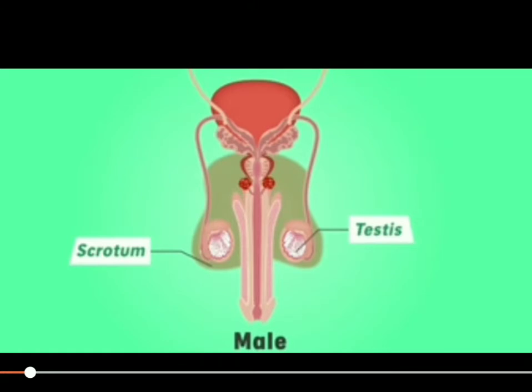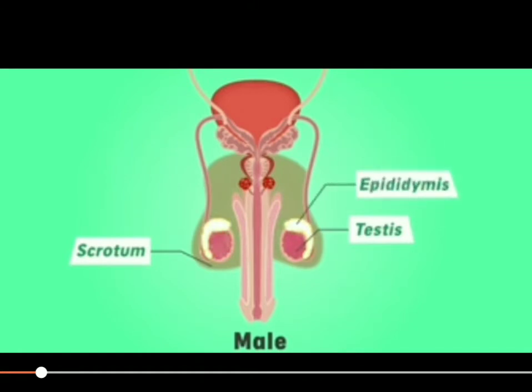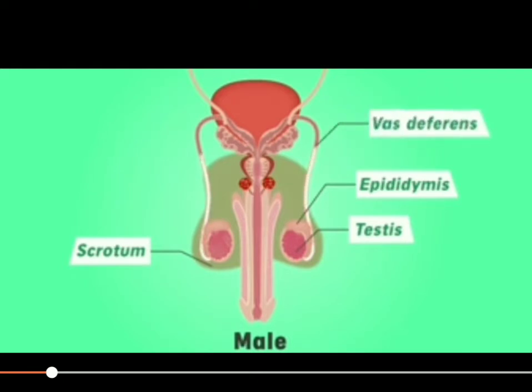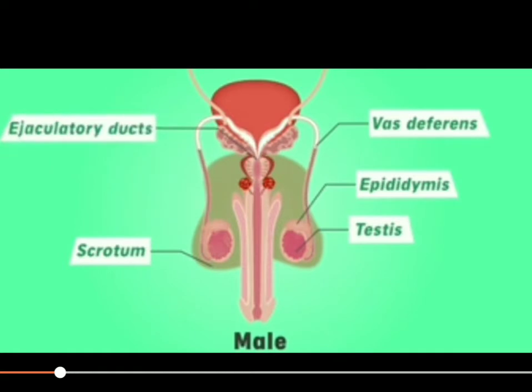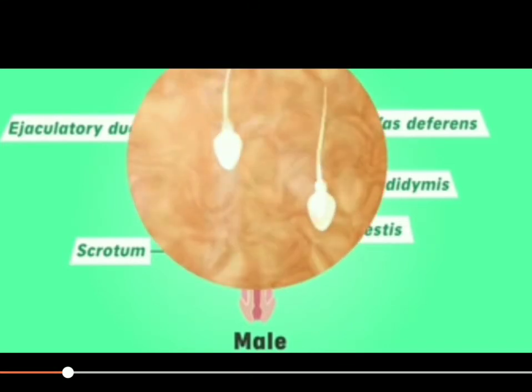Next, this testis has an attachment on the outer side, called epididymis. This epididymis helps to carry the sperm. It will send the sperm secretion to a tube-like structure called vas deferens, which is also called the sperm duct. From there the sperm is collected into a structure called the ejaculatory duct.